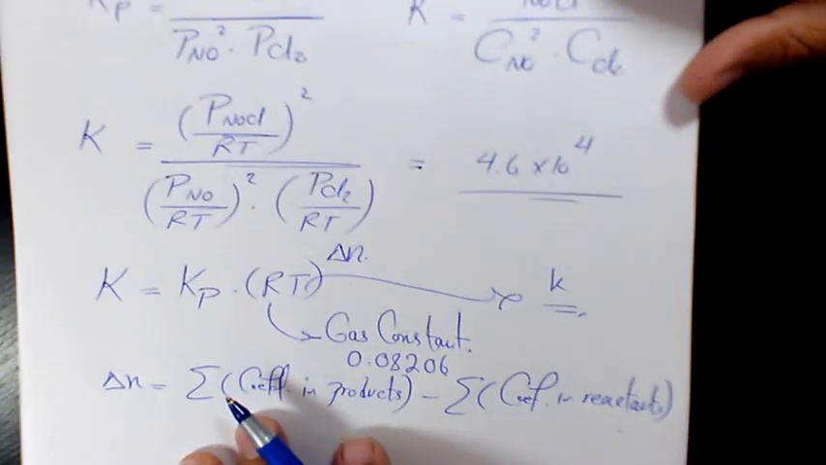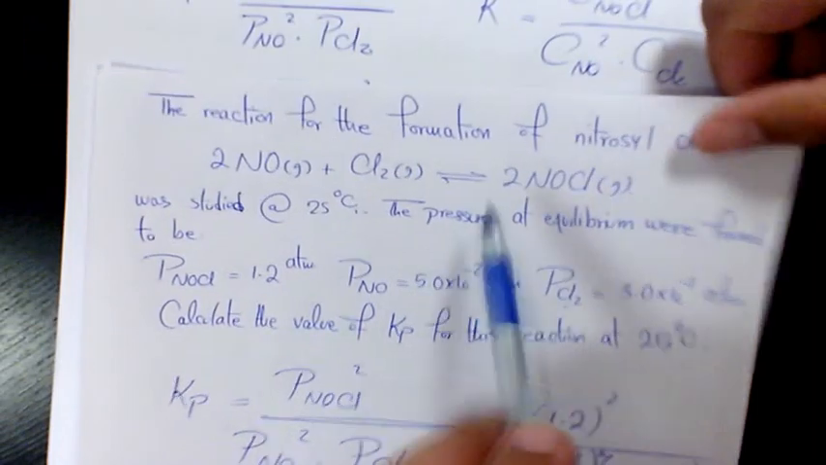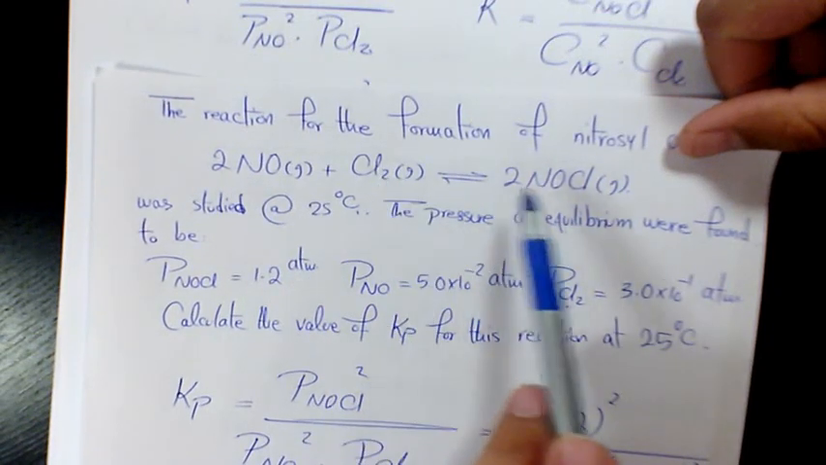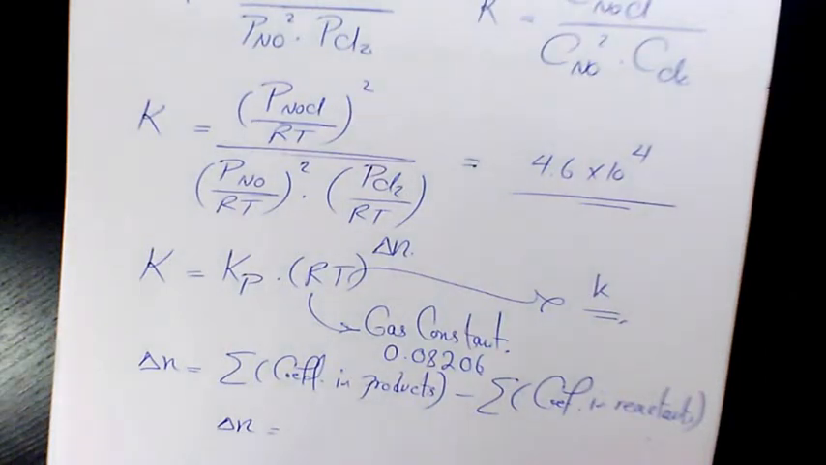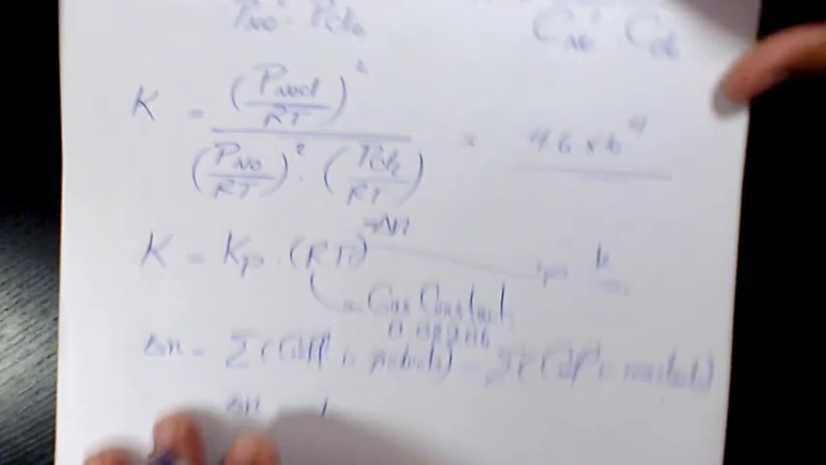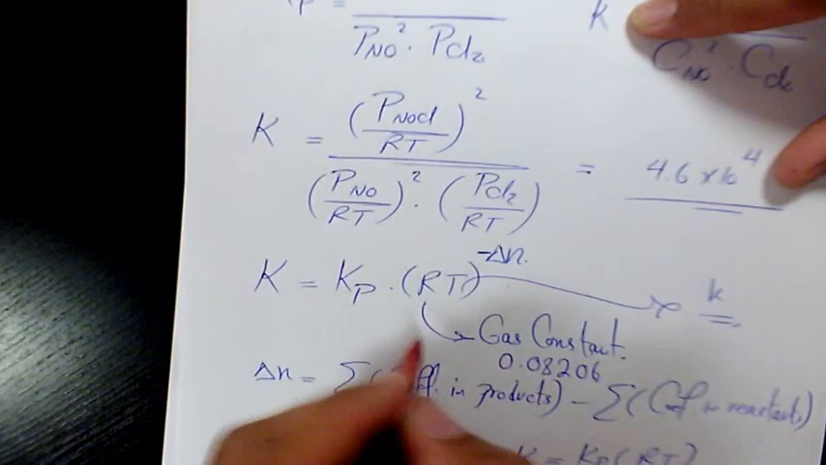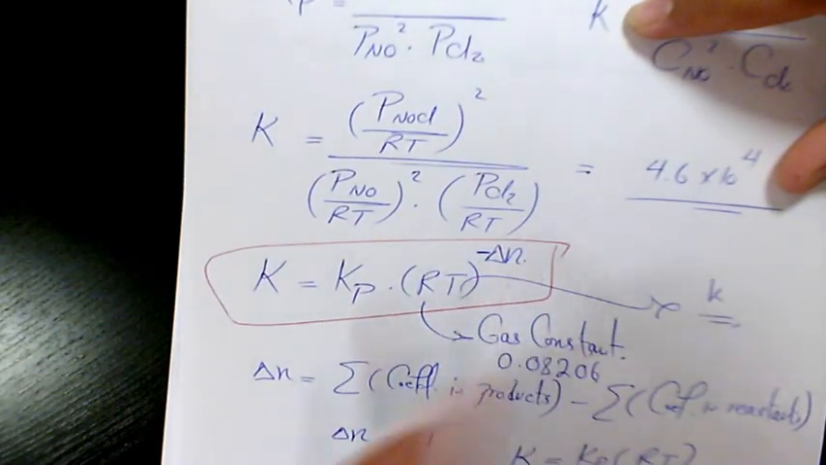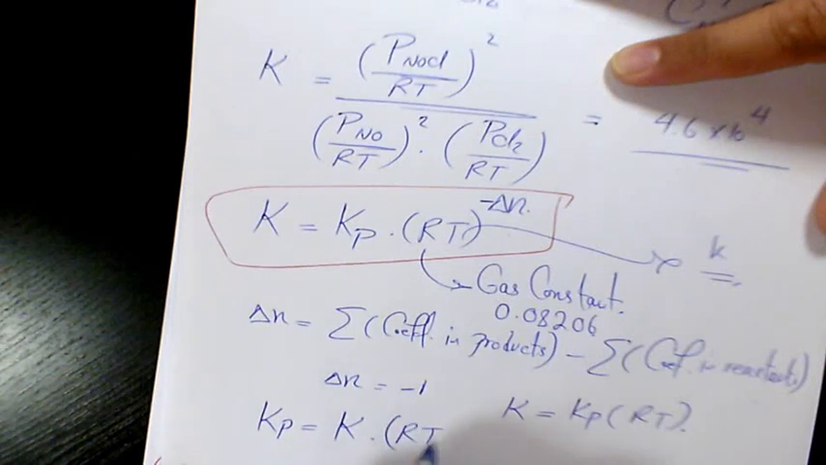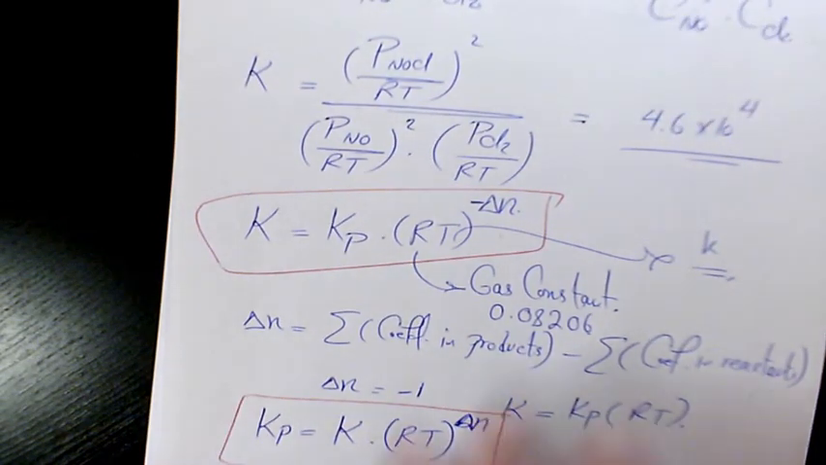So for example, in this case, for delta n, in the products we have 2, and on the reactant side we have 2 and 1. So it's going to be 2 minus 3. I forgot to put the negative here, so that's going to be negative 1. So K equals Kp times RT to the power of delta n. The relationship between K and Kp is K equals Kp times RT to the power of negative delta n, and on the other hand, Kp equals K times RT to the power of delta n. So that's the relationship between Kp and K. Let's see another example.